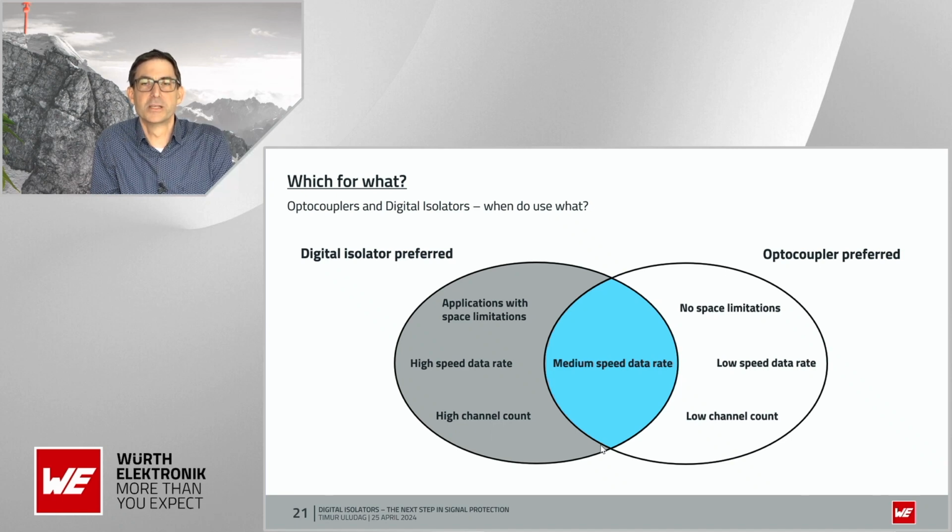If you have a low speed data rate, then you can also use an optocoupler. But the speed, meaning the megabits per second, is not the only criterion here. It's also whether you have enough space or less space, whether you have a high channel count or not, that is also very important when you decide to go for a digital isolator or for an optocoupler.